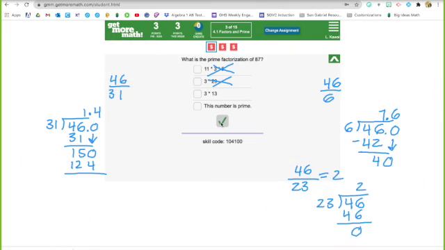Nice. Okay. So this is how you would answer the problems on Get More Math.